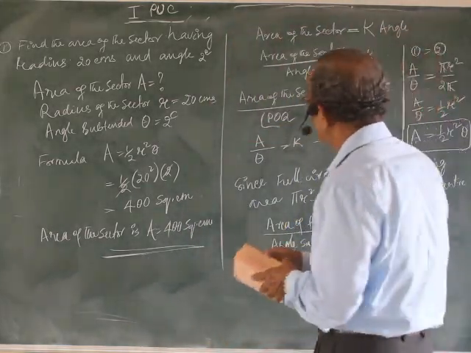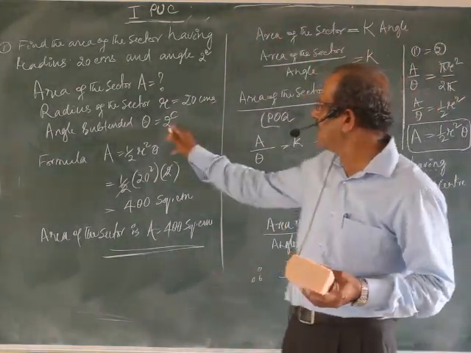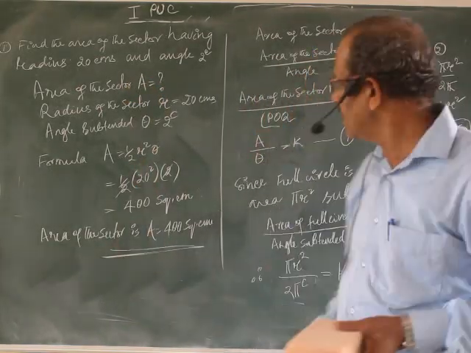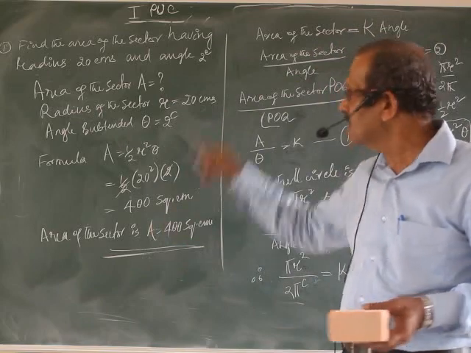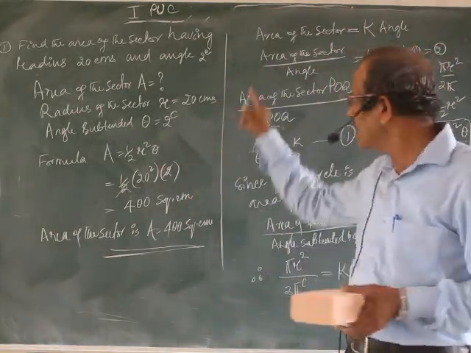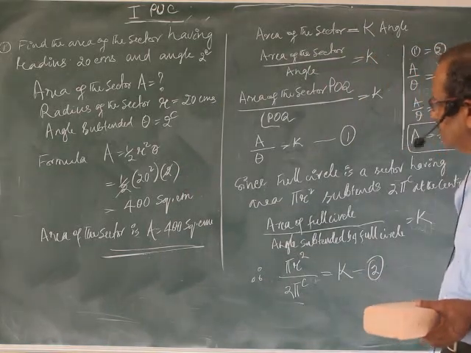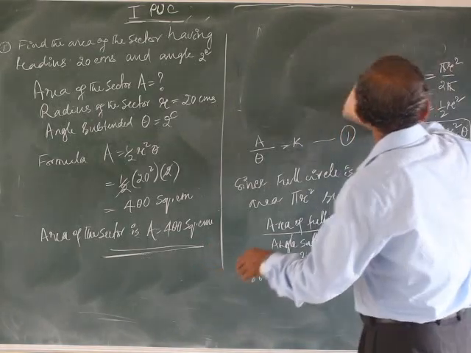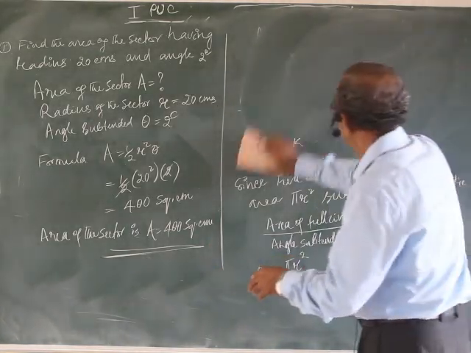Knowing the radius and angle, you can find the area of that sector. Already you know how to find the arc length. Now this formula is related with area, radius, angle. Okay, read the second problem now.